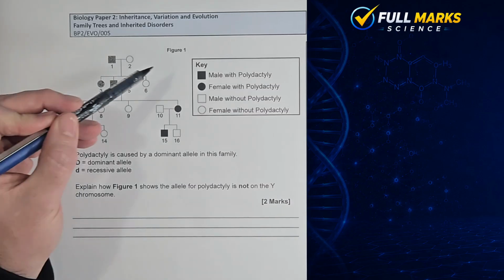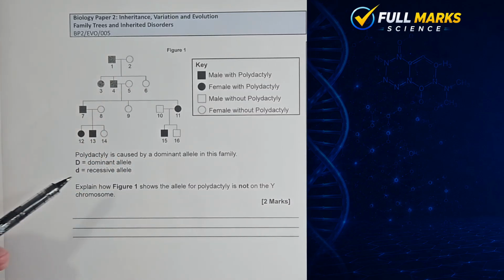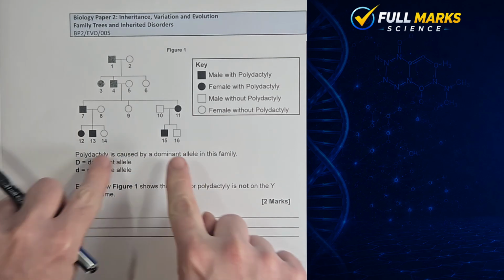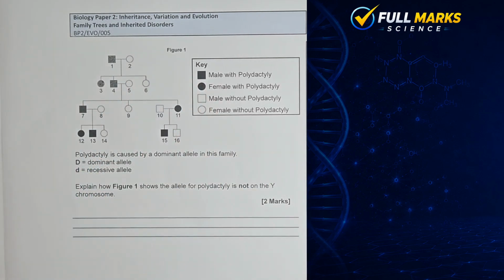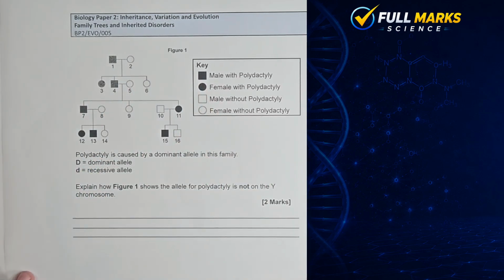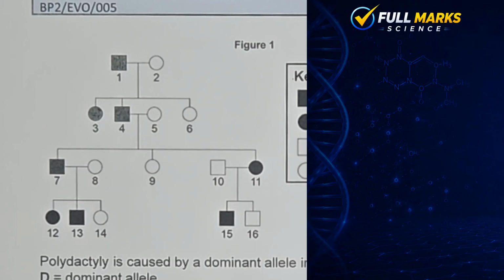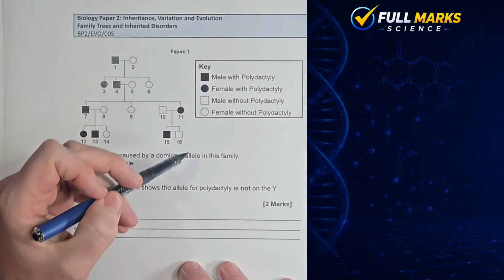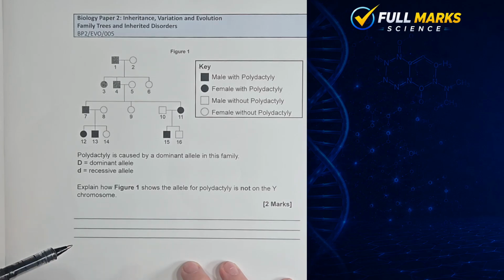We have a family tree, and with this one, we need to explain how figure 1 shows the allele for polydactyly is not on the Y chromosome. I know that these diagrams can be quite daunting the first time that you see one, and if you haven't been practicing with them and working out how they work, they can be particularly tricky if it turns up in your exam and you've not prepared. So what we want to do is make this super easy to read and work out exactly what all of this means to help us to answer all of these questions.